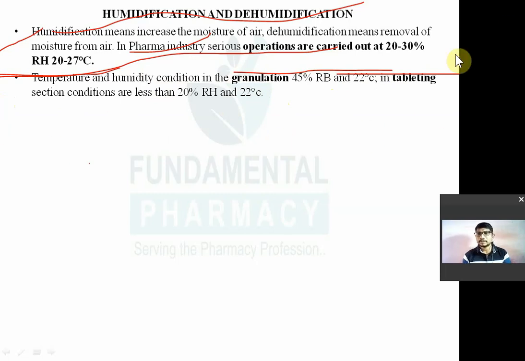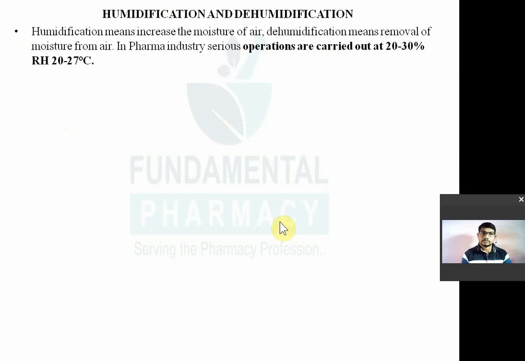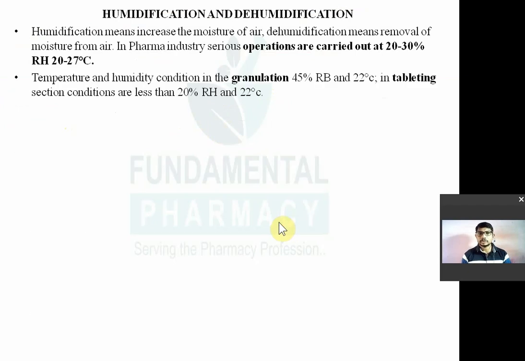Now in case of the tableting area, where the tablet is being made, the condition should be 20% relative humidity and 22 degrees Celsius. In the granulation area you should have 45% relative humidity and 22 degrees Celsius temperature. In the tablet area the relative humidity should be 20%, temperature should be 22 degrees Celsius.